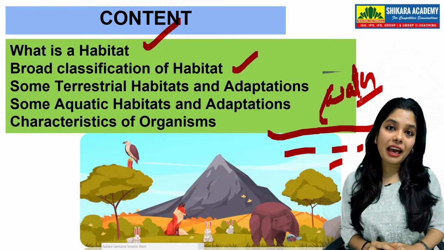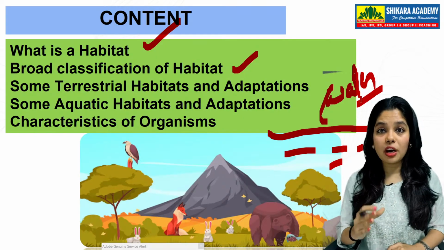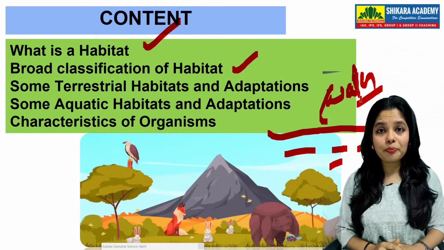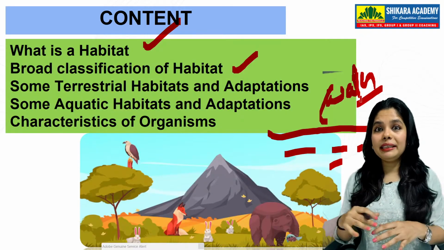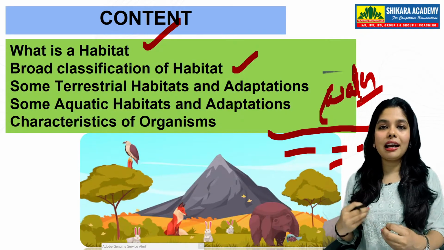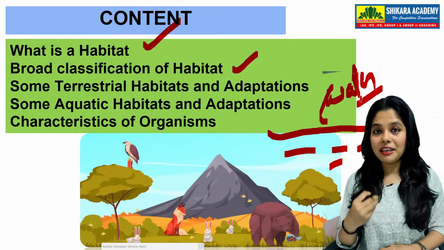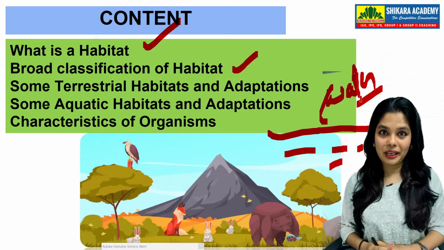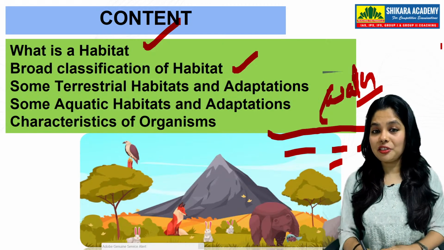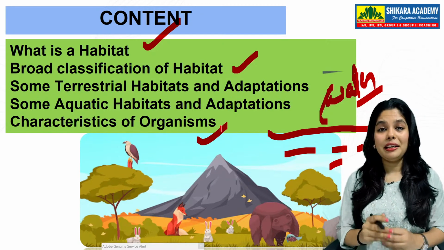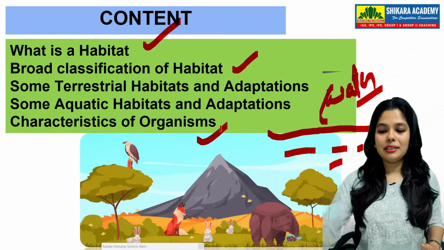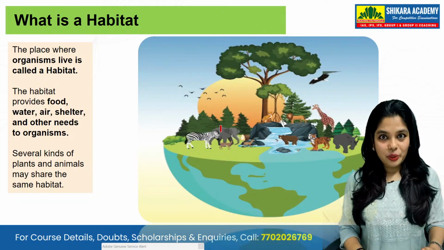Then there are certain animals and plant species which are adapted to desert climate. Are you able to stay in a desert? You need water, right? But these plants and animals adapt themselves so that they don't need as much water as you and I require. Correct? Then the characteristics of different organisms is something we are also going to do. So this is the whole thing which we are going to discuss today.